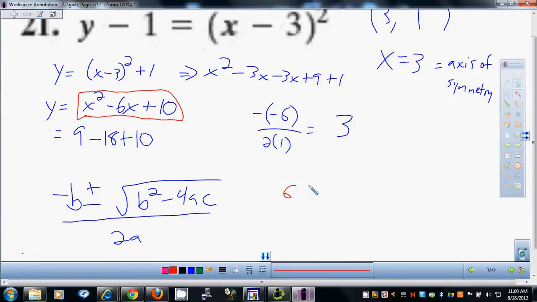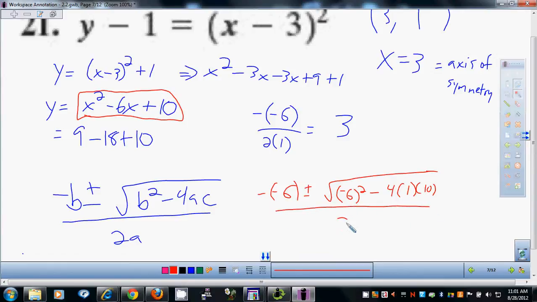Negative b plus or minus the square root of b squared. Now please notice, this negative b does not mean the number is always negative. It means like negative 6. Or essentially it'll mean always the opposite of whatever that sign already is. Okay, minus 4ac, all over 2a.